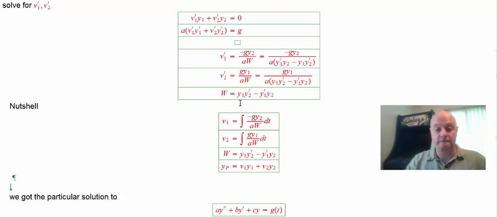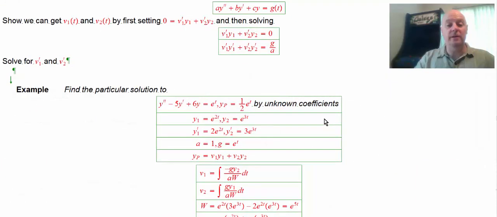We do that integration. So to solve for the particular solution, which is what variation of parameters is supposed to do, we need the 6 ingredients. We need G, A, W, or G, A, the y1 and y2 little solutions and their derivatives. We pop them into these formulas, do the integrations, put them in the right part for the particular solution, and we're done. Let's do an example.